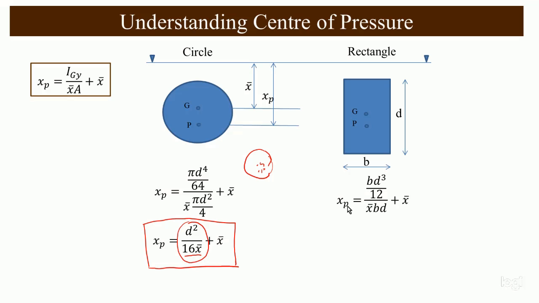Next, xp, in the case of a rectangle, is b d cube by 12, d is this side, plus x bar b d into x bar. When we do that, we get xp is equal to d square by 12 x bar plus x bar. Now this is also an important thing which we have to keep in mind. I will go for the pen. Now here this is also an important formula that we have to keep in mind.